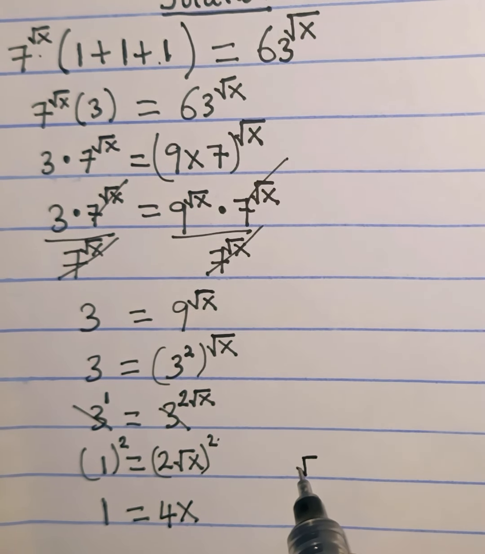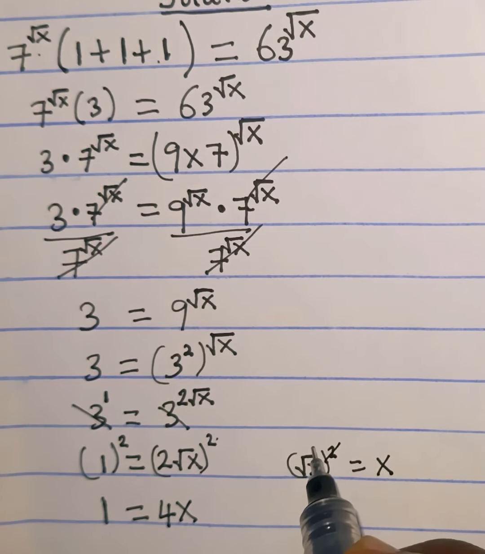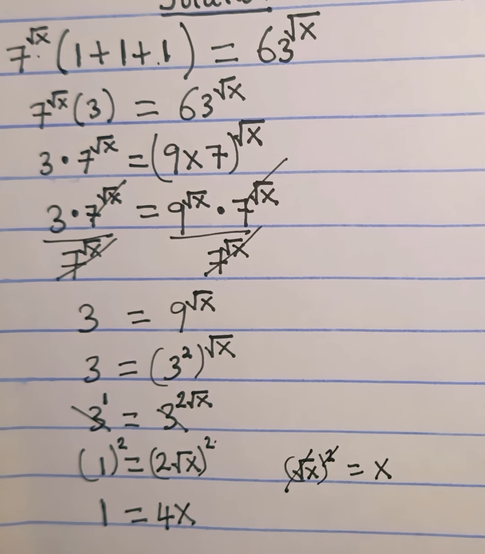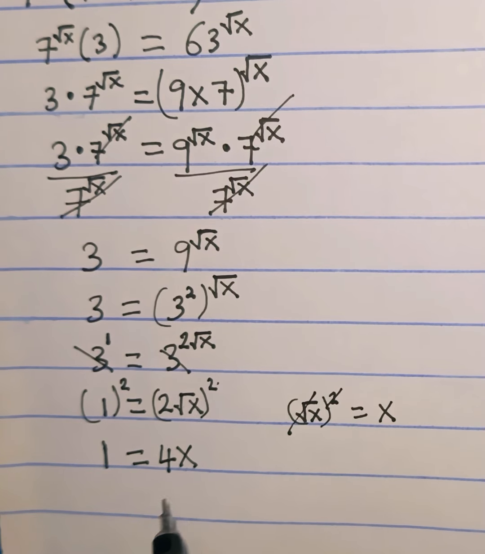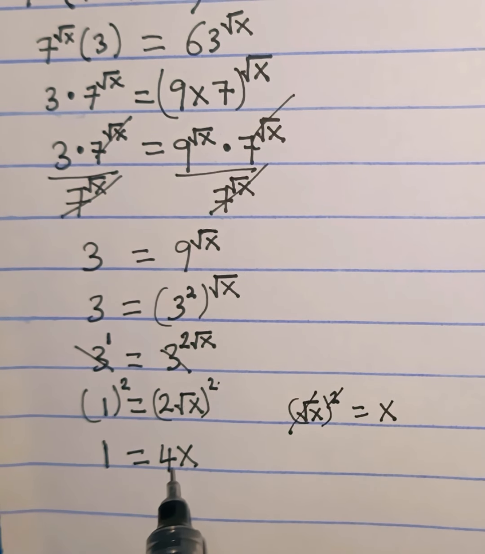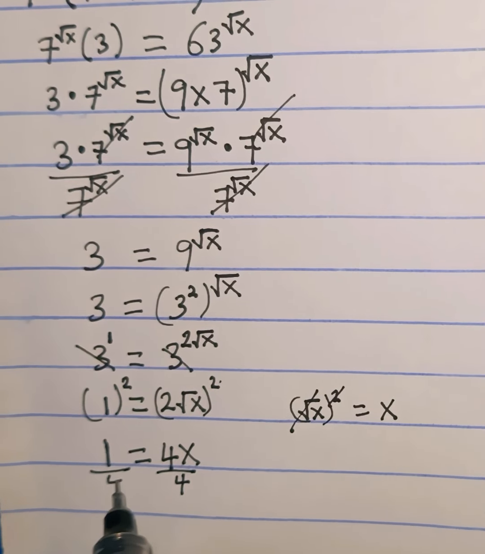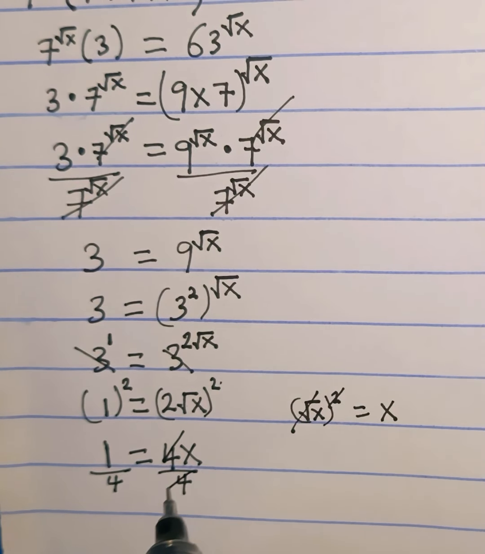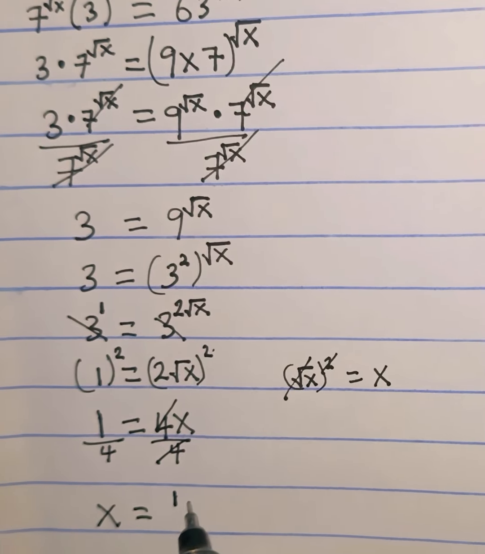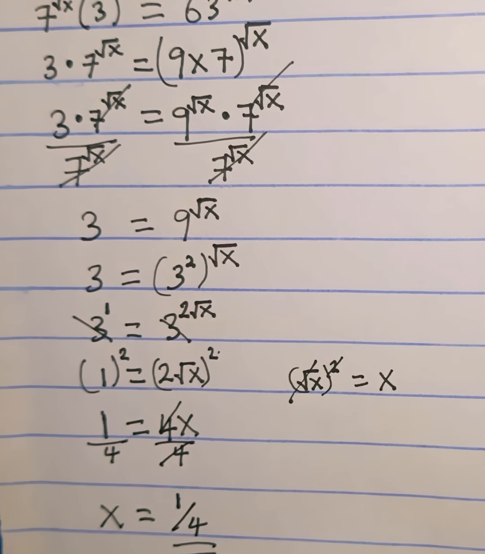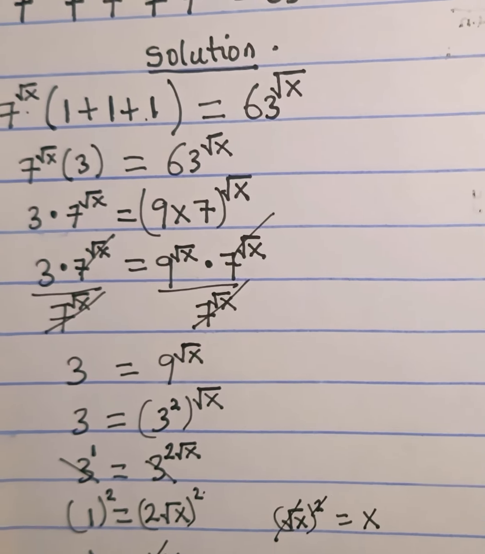Because when we have square root of x squared, this is the same as x, because the square is going to cancel the square root. So now we are left with 1 equal to 4x. So we divide both sides by the coefficient of x, which is 4. So we divide the right hand side by 4 and the left hand side by 4. This 4 is going to cancel this 4. So x now will be equal to 1 over 4. So therefore, 1 over 4 is the value of x that satisfies this exponential equation.